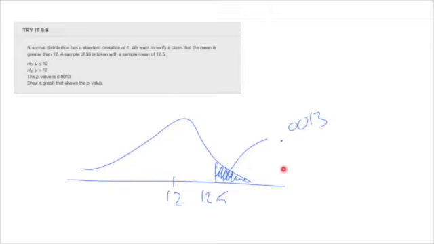This is a low p-value, so if we started talking about claims, p is low, the null must go, we would reject the null and verify the claim. We would say, yes, we support the claim that the mean is greater than 12.